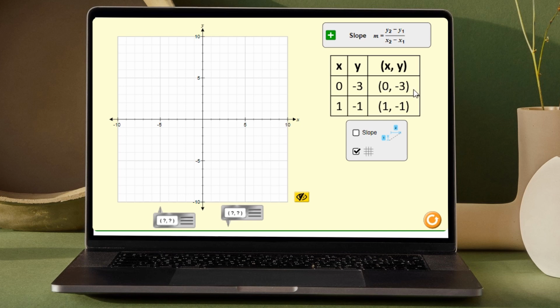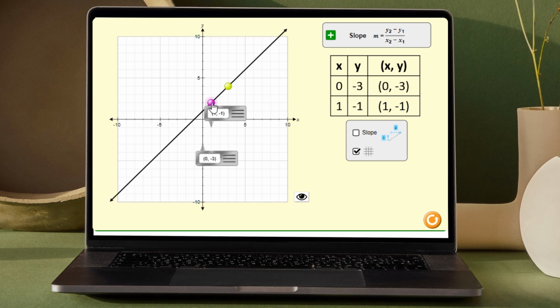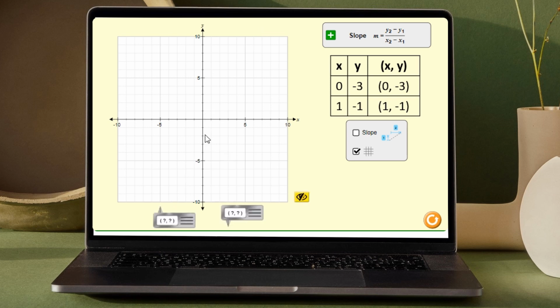First, we plot 0, negative 3 on the x and y coordinate. There we have 0, negative 3, while 1 and negative 1 is located in this point. We plot the points, join the 2 points using a line, and we get the graph of a line.